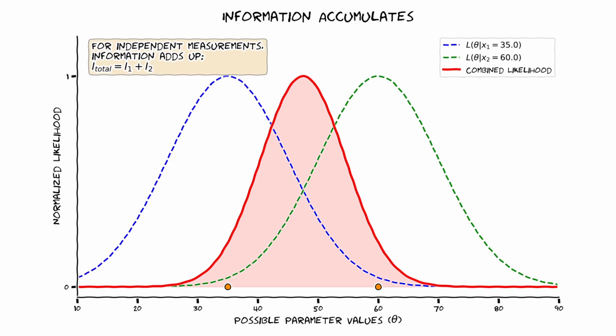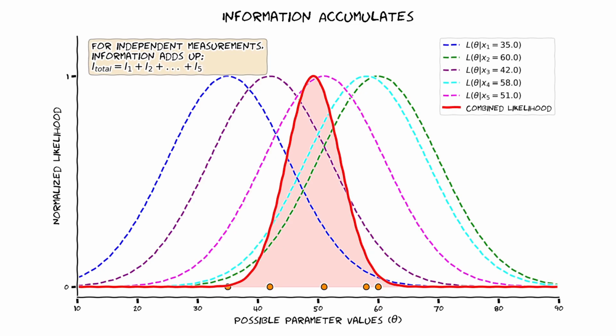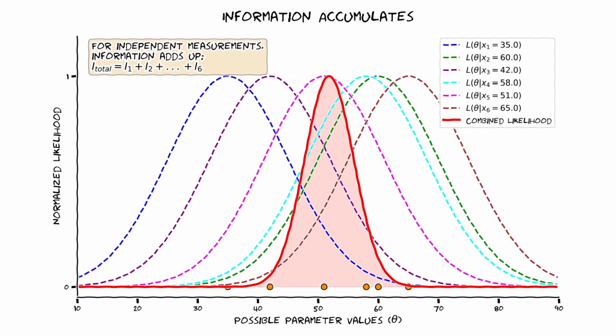As we add a third, a fourth, a fifth, and a sixth measurement, the same thing happens each time. Each new piece of information helps to narrow down the possibilities. With all 6 measurements combined, the resulting likelihood function is dramatically sharper than any single one. This is the magic of data aggregation.